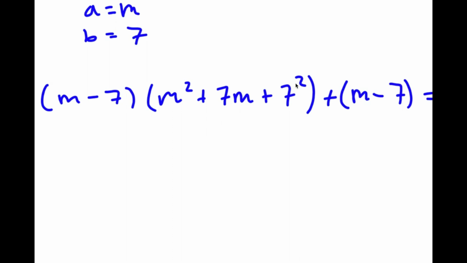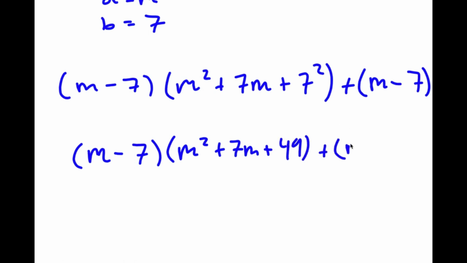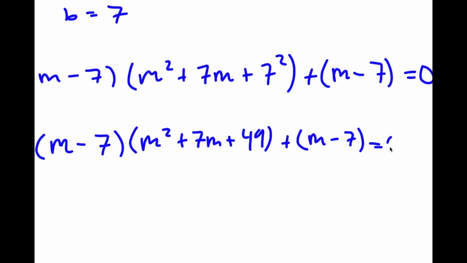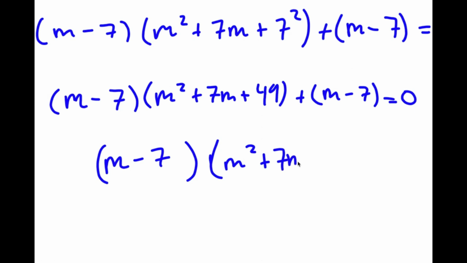Now, 7 squared is the same thing as 49, so I have m minus 7 times m squared plus 7m plus 49, plus m minus 7 is equal to 0. Now, if I factor out m minus 7, I have m minus 7 times m squared plus 7m plus 49 plus 1, which is equal to 50. So this is equal to 0.